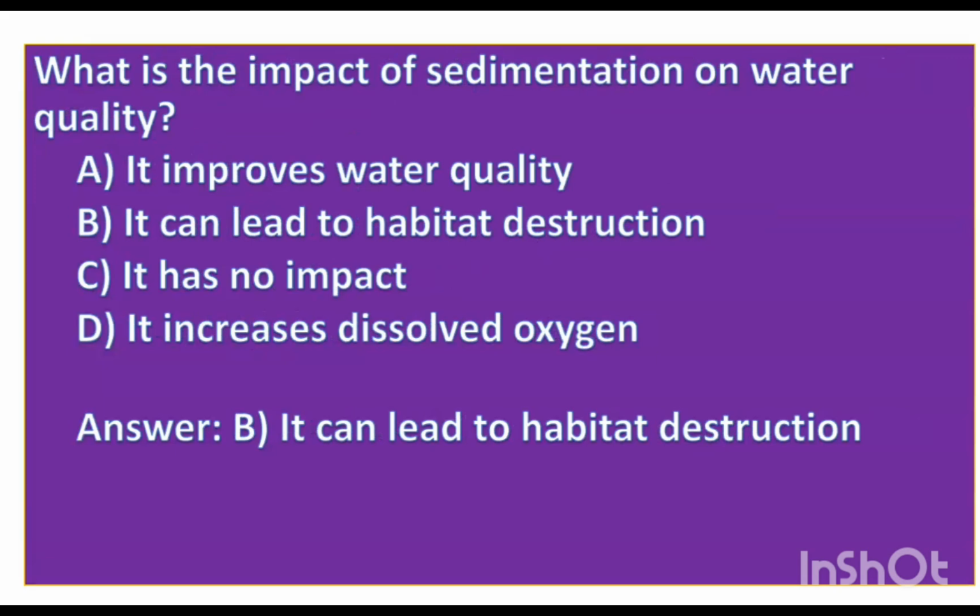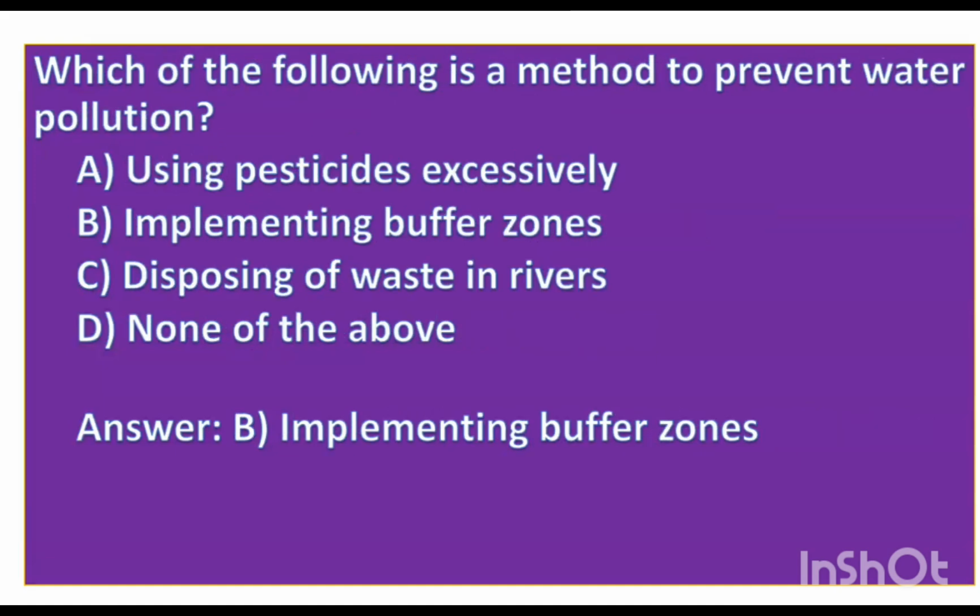What is the impact of sedimentation on water quality? Options: it improves water quality, it can lead to habitat destruction, it has no impact, it increases dissolved oxygen. Answer: it can lead to habitat destruction. Which of the following is a method to prevent water pollution? Options: using pesticides excessively, implementing buffer zones, disposing of waste in river, none of the above. Answer: implementing buffer zones.